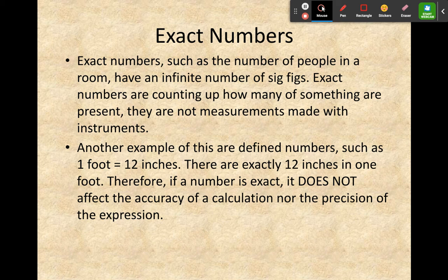Okay, another example. Slide, please. Another example of defined or exact numbers are defined numbers such as 1 foot equals 12 inches. There are exactly 12 inches in 1 foot. Therefore, if a number is exact, it does not affect the accuracy of a calculation nor the precision of the expression. So if it doesn't affect your accuracy or your precision, does it affect your sig figs? No. Only the number being measured.